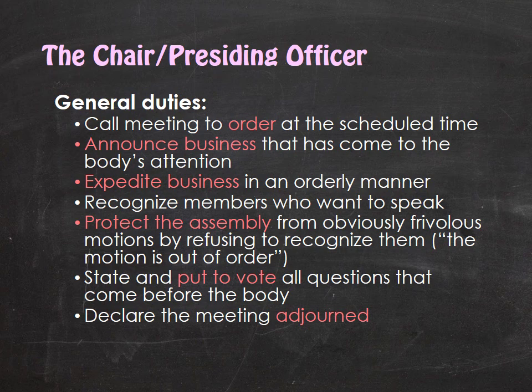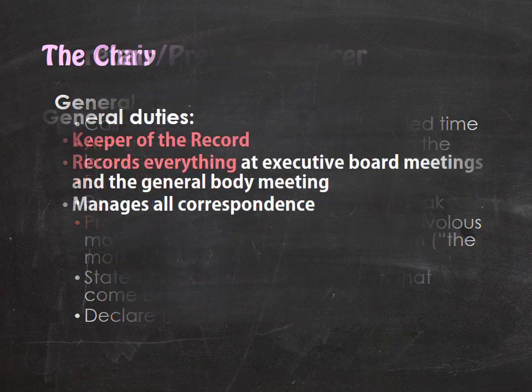Oh, that's the worst. The chair also stops people if they are trying to make silly motions that are redundant or insincere by simply saying, "This motion is out of order." Maybe with a little less dramatic flair. As we said before, everything needs to come to a vote, and the chair makes sure this happens. The chair also tells the group when the meeting is over by saying, "This meeting is adjourned."